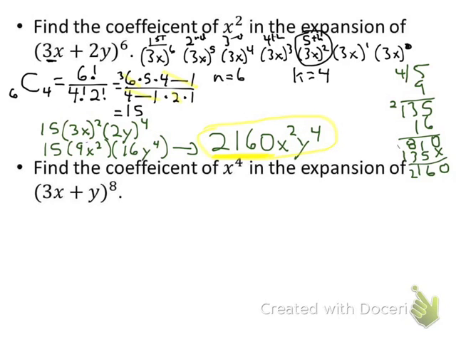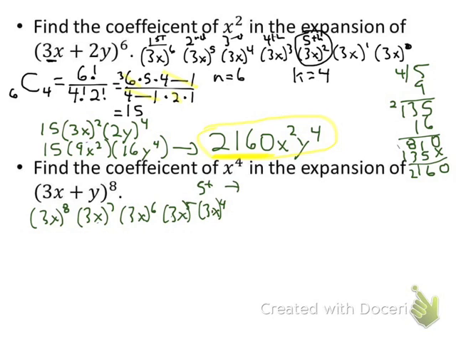Okay, last one of the find the coefficients. So now it's looking for x to the fourth. We start with 3x to the eighth, 3x to the seventh, 3x to the sixth, 3x to the fifth, and 3x to the fourth. So we want 1, 2, 3, 4, 5. Fifth term, one less, so k is 4, n is 8, because that's our exponent. We're going to do a combination of 8, pick 4.